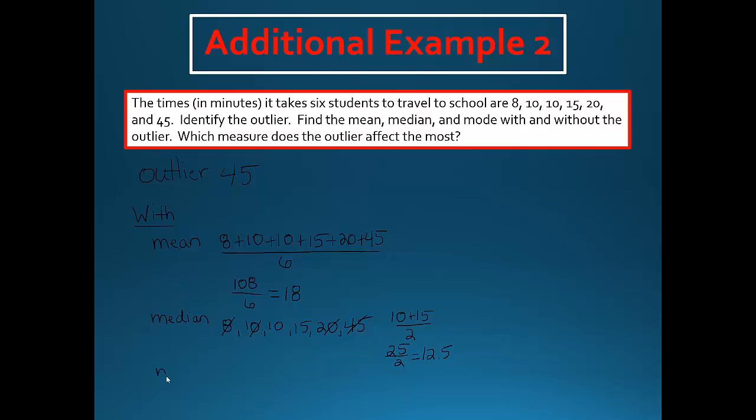And now we need to find the mode. The mode is the number that appears most often. 10 appears 2 times, so that would be our mode. Now we need to find the same data without the outlier.